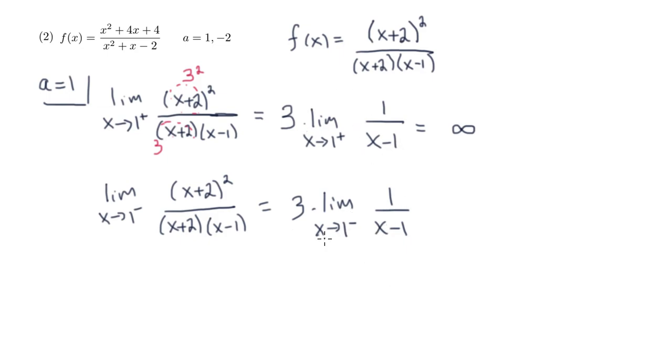As x approaches 1 from the left, this is going to be a small negative number. So 1 over a small negative number is going to be a large negative number. And if I multiply by 3, again, that doesn't change the fact that I'm getting a large negative number. So as x approaches 1 from the right, I'm getting infinity. And as x approaches 1 from the left, I'm getting negative infinity. So this is enough to conclude that x equals 1 is a vertical asymptote for this function.